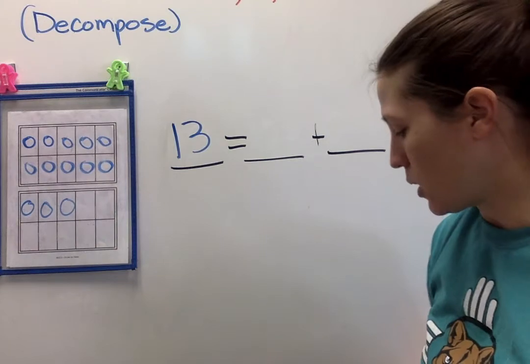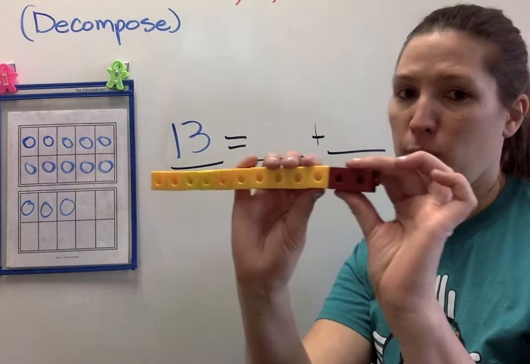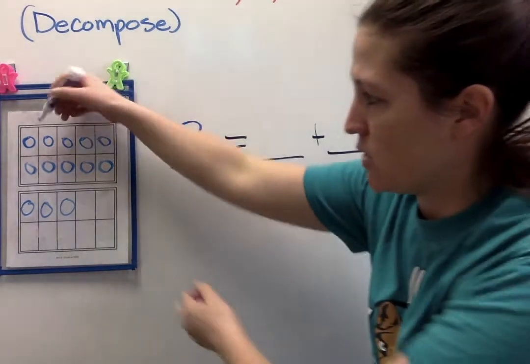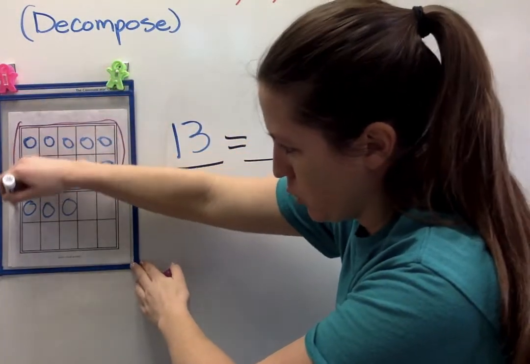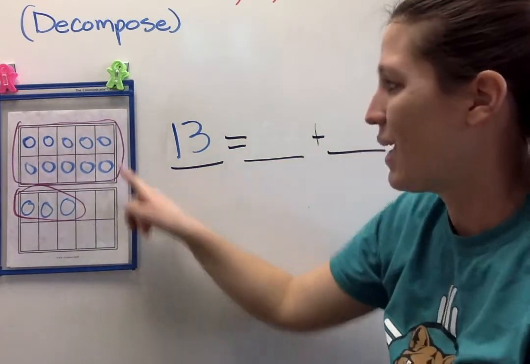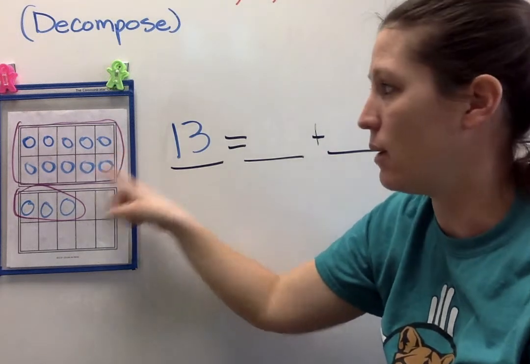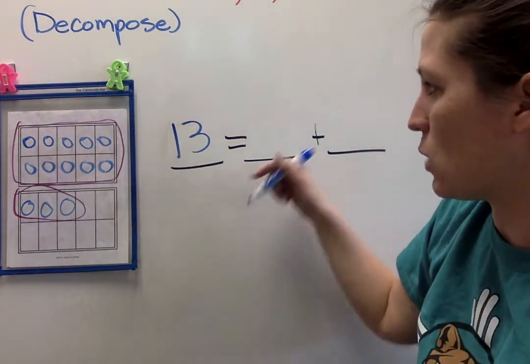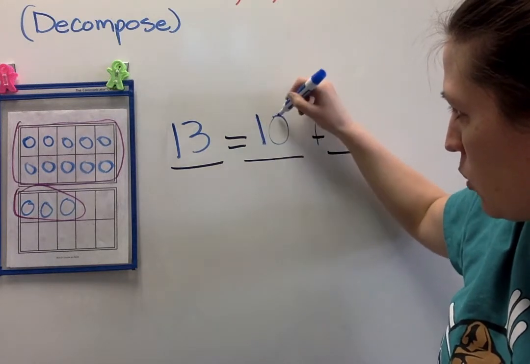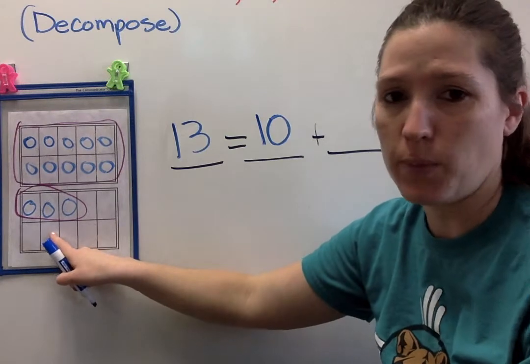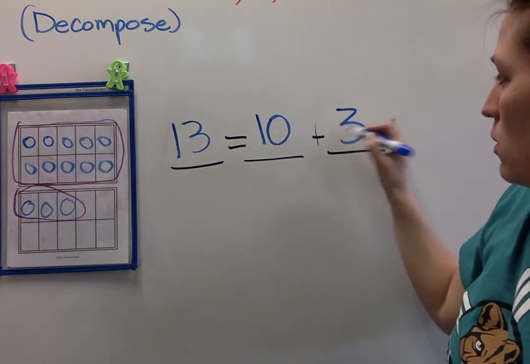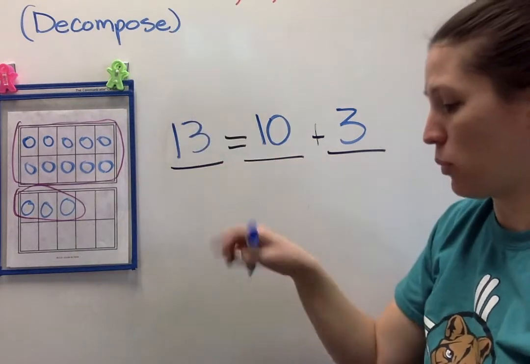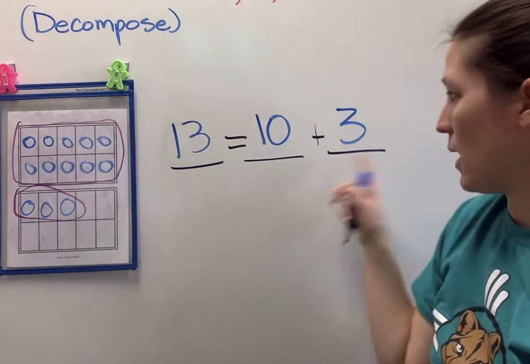I need to write it in an equation showing how I can decompose it. Decompose means break apart. So we're going to show the two parts. I can see my two parts here. Here's my first part, or my first group. Here's my second part, or my second group. How many are in our first part? 10. 1, 2, 3, 4, 5, 6, 7, 8, 9, 10. It's a 10 frame, it's full, there's 10 there, that's a group of 10. So 13 equals a group of 10 plus, how many are in our other group? 1, 2, 3. 13 equals 10 plus 3. I had a total of 13. I decomposed it. I broke it apart into one group of 10 and one group of 3.